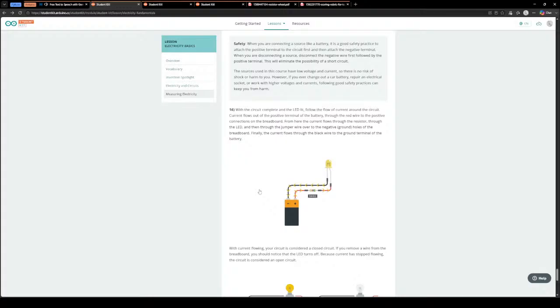Current flows out of the positive terminal of the battery, through the red wire to the positive connections on the breadboard. From here the current flows through the resistor, through the LED, and then through the jumper wire over to the negative holes of the breadboard. Finally, the current flows through the black wire to the ground terminal of the battery.